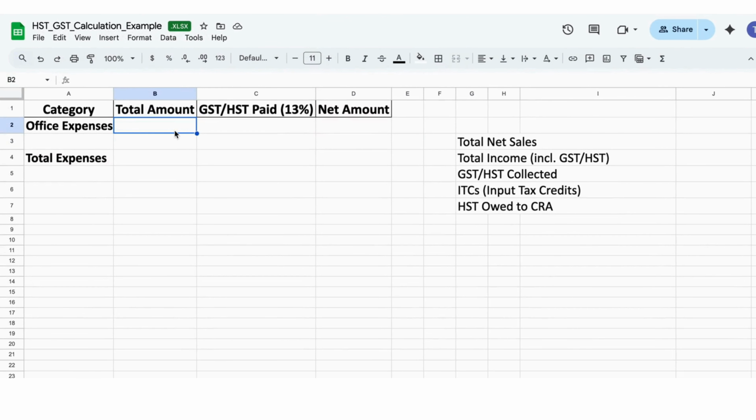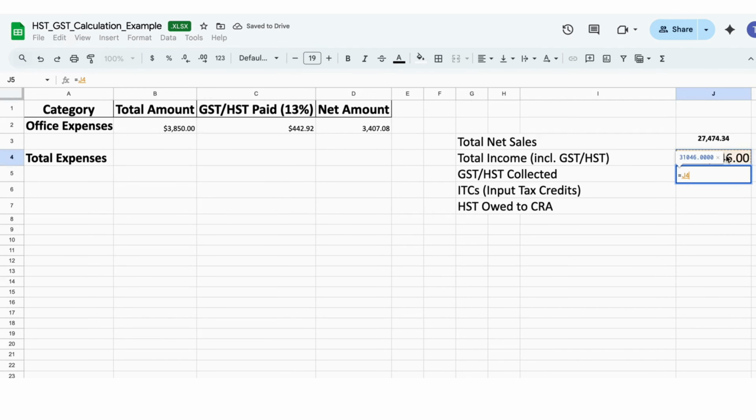For the office expenses category, the total amount is $350. The GST portion is $442.92, leaving a net amount of $304.08. Now from the spreadsheet, the total net sales amount is $27,004.34, and the total income is $31,046.